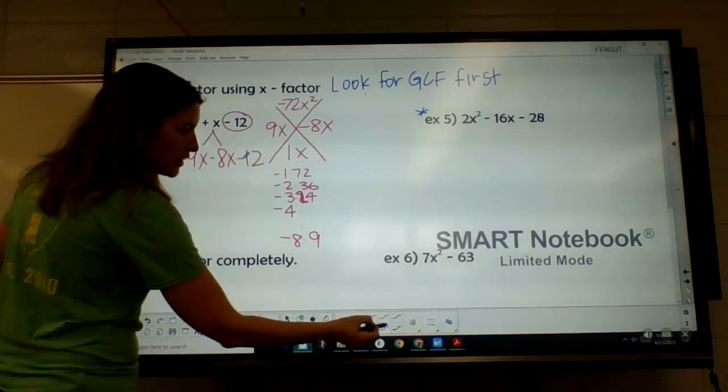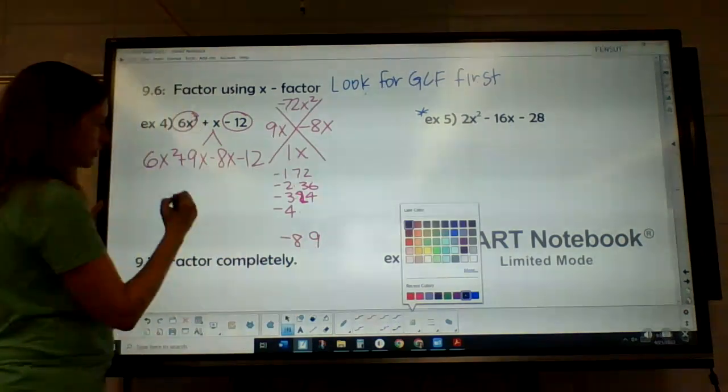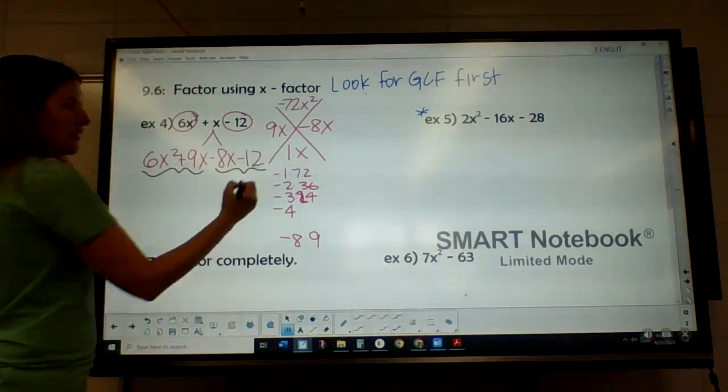So now we're going to do grouping. Wohlers is having a meltdown across the hall, I think.